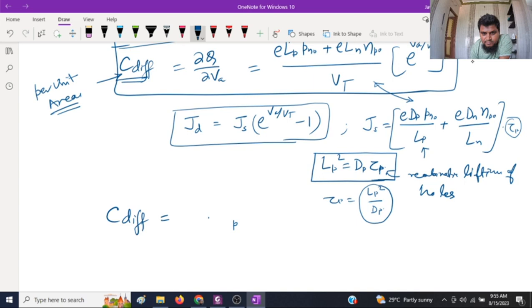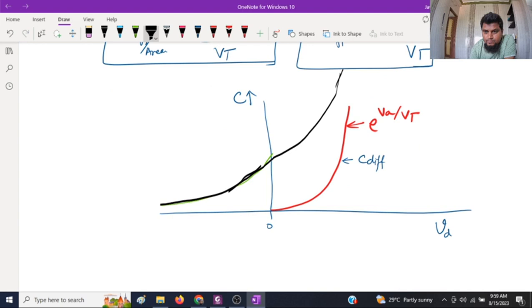So in forward bias, diffusion capacitance actually dominates, and in case of reverse bias, we have already seen that it is depletion capacitance. So this was going something like this. So the overall capacitance, if you just try to plot, will follow depletion capacitance up to this point, and then this is your C total, C diode. This was your diffusion capacitance. Sorry, depletion capacitance, C depletion.